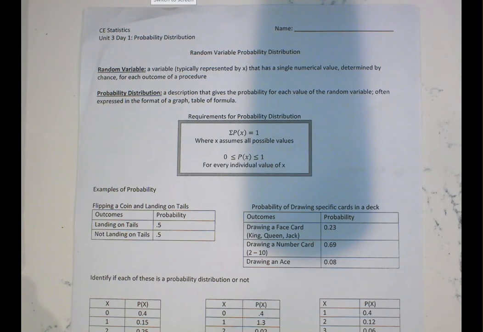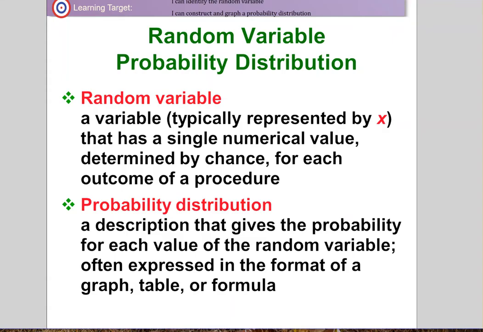So if we look at our notes, a couple definitions we want to be aware of. A random variable is a variable that has a single numerical value determined by chance for each outcome of a procedure. And then the probability distribution is a description that gives the probability for each value of the random variable, often expressed in the format of a graph, table, or formula.